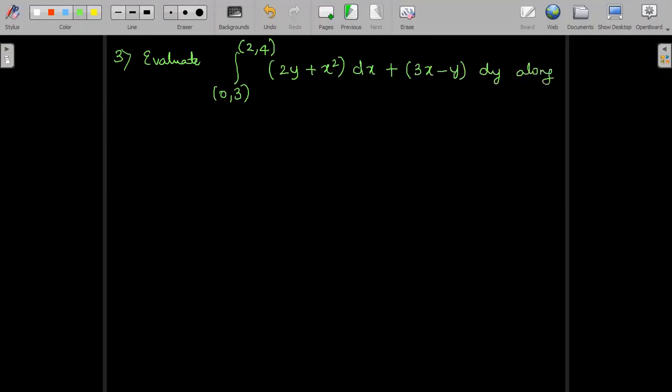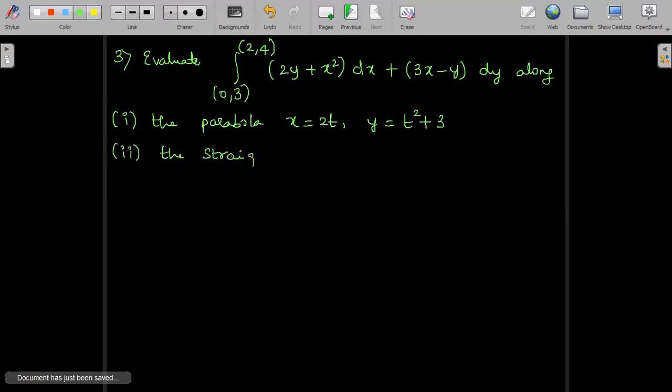Along, again there are two cases given for us, along the parabola x is equal to 2t and y is equal to t square plus 3. And the second evaluation that we need to do is along the straight line from 0, 3 to 2, 4.